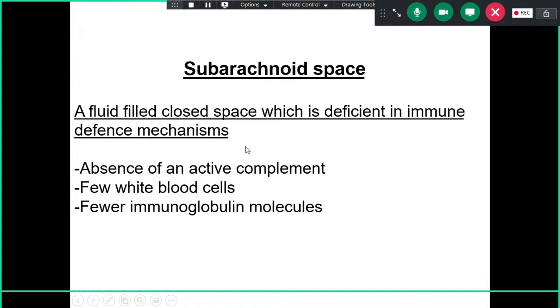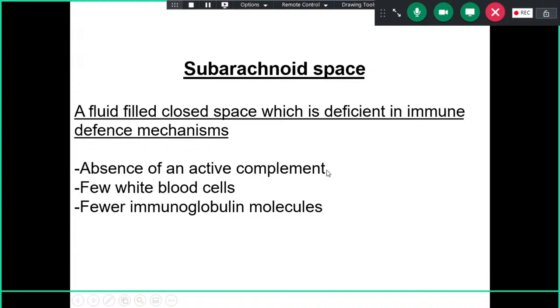So we are going to talk a little bit about what is the immune mechanism that exists inside the brain. If you look at the periphery of the body, you have the vascular system where you have all kinds of different innate immune response components. You have the adaptive immune response component, both the humoral as well as the cellular component. But inside the brain, in the subarachnoid space, there are very few components of the immune system playing a role.